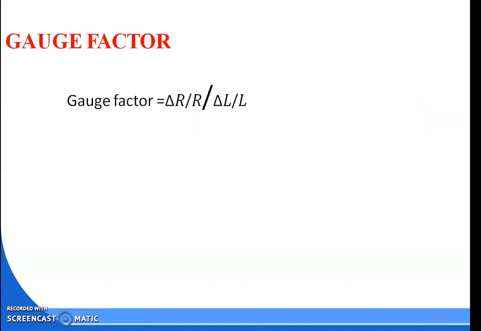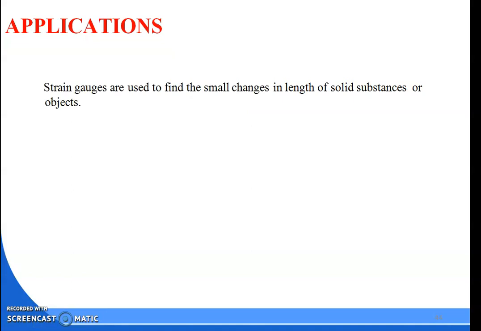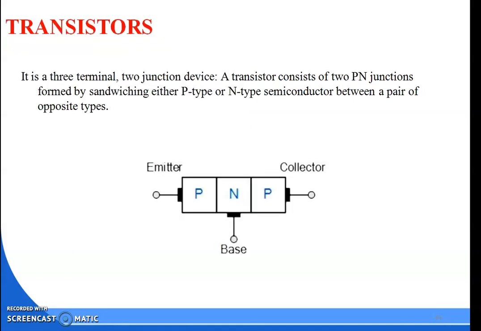Gauge factor. What is the gauge factor? You can say it is del R by R, whole divided by del L by L. Del R by R means the change in resistance relative to resistance, del L means change in length, and L is your normal length. Clear, guys? So the next application: a strain gauge is used to measure small changes in length of a solid object.